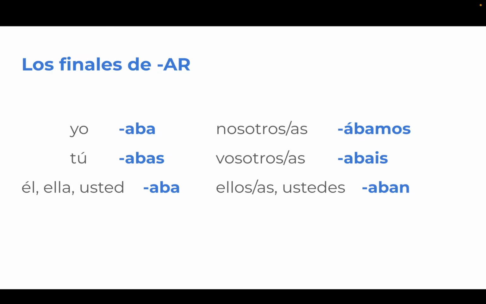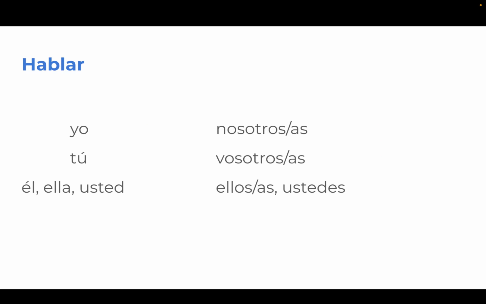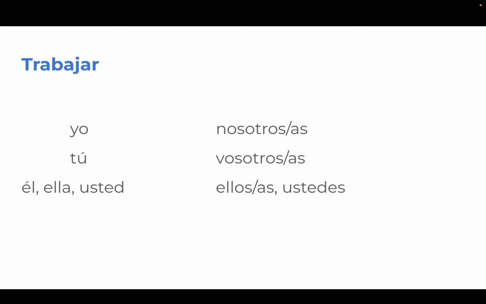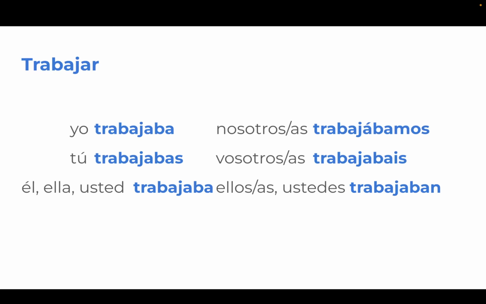This can make words sound a little funny, I think, especially when we have verbs like hablar, and we take off the AR ending and we add aba. Hablaba, hablabas, hablaba, hablábamos, hablabais, and hablaban. This one sounds especially funny because hablar has an extra B in there, so it just sounds a little fun to say. The same with our verb trabajar. Trabajaba, trabajabas, trabajaba, trabajábamos, trabajabais.